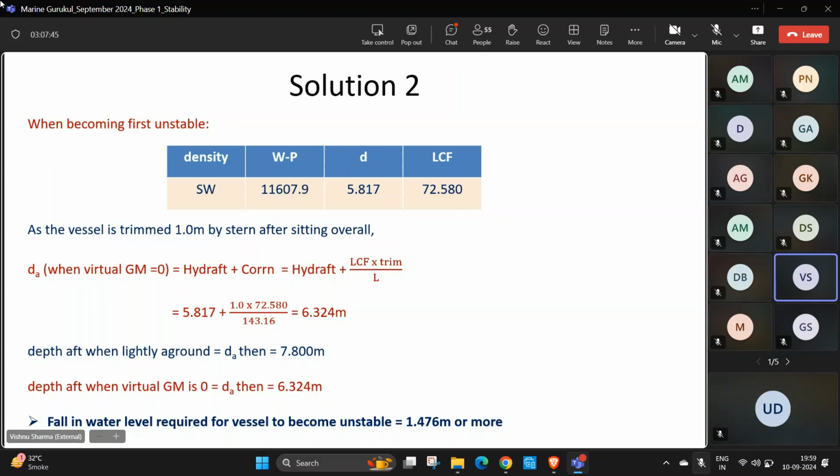I have shown the calculations here and I have shown the answer here, but you calculate by yourself and then let me know if there is any concern.